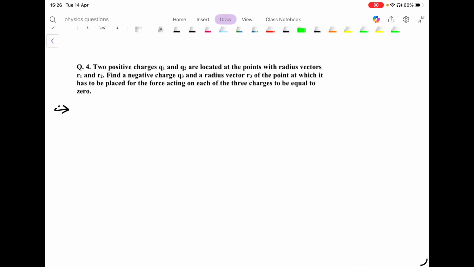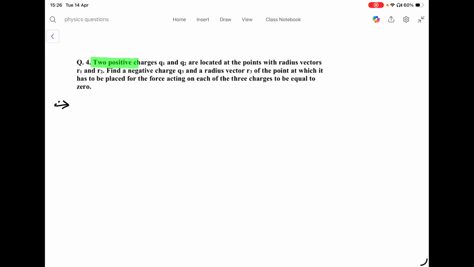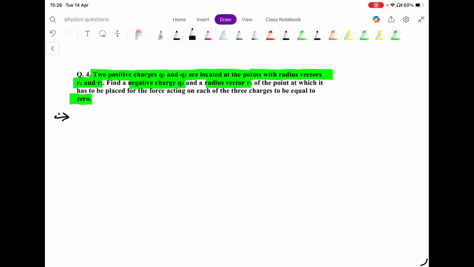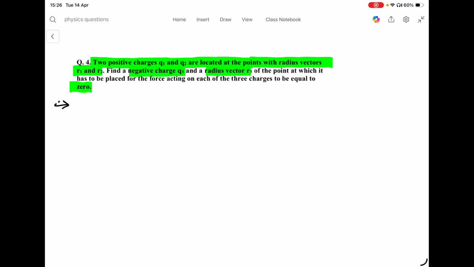Okay, two particles with charges q1 and q2 are located at points with radius vectors r1 and r2. Find the negative charge q3 and the radius vector r3 of the point at which it has to be placed so that the force acting on each of the charges is equal to 0. We have to find the point where the charge becomes zero. So let's first look at the diagram.